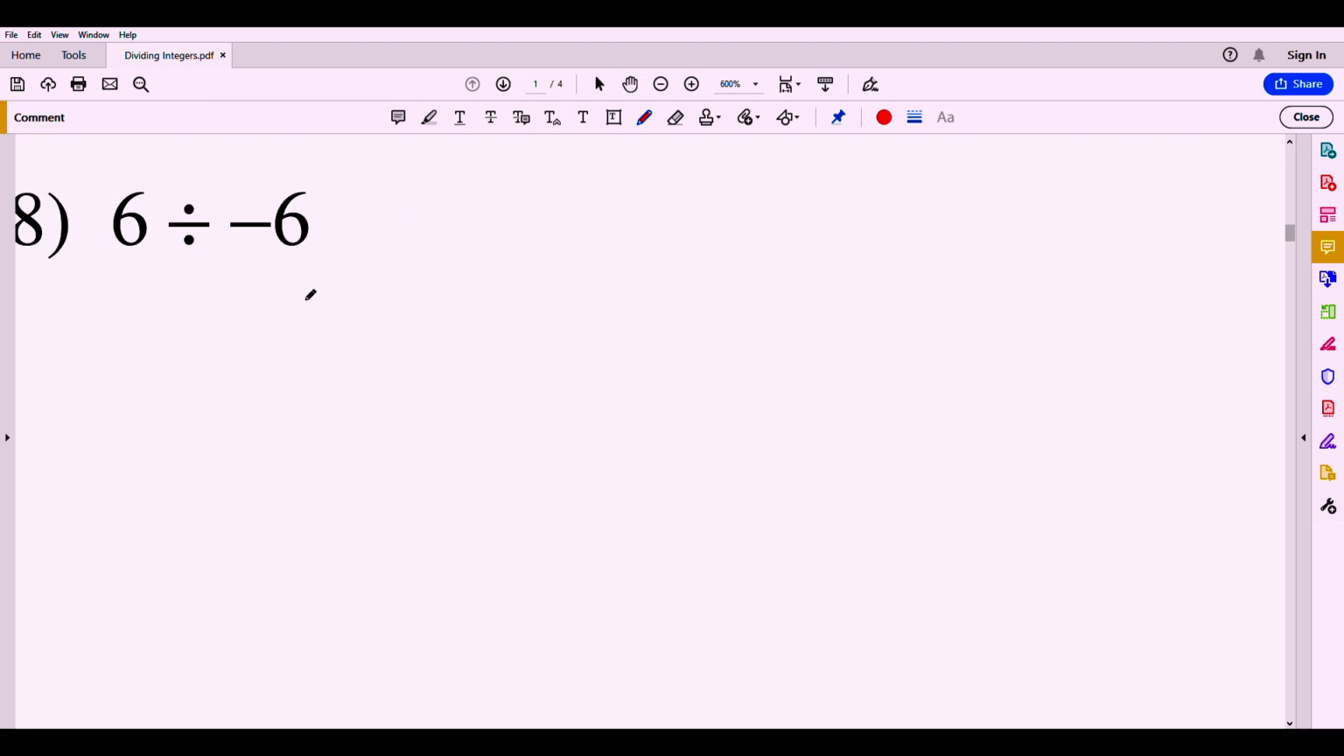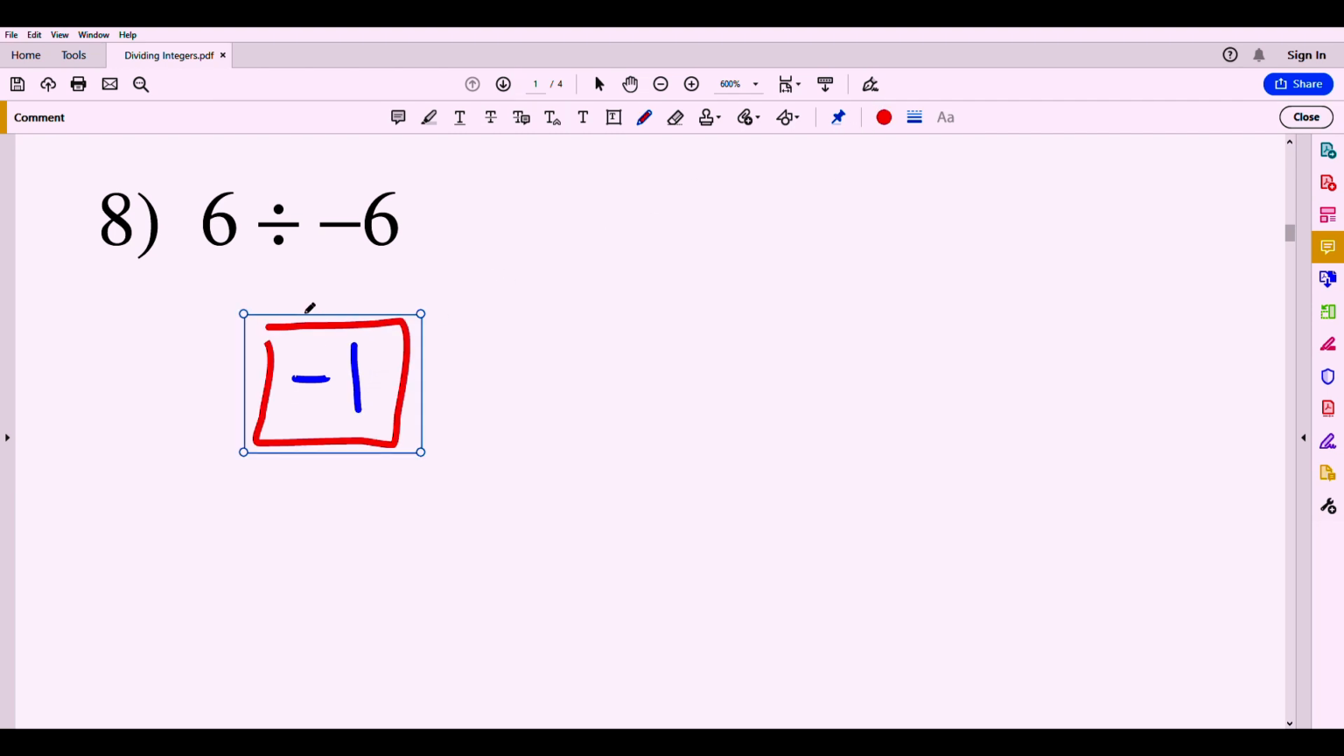In number 8, we have 6 divided by a negative 6, and we know that 6 divided by 6 is 1, but 6 divided by a negative 6, a positive divided by a negative, results in a negative. So this is going to be negative 1. Negative 1 is our solution in number 8.